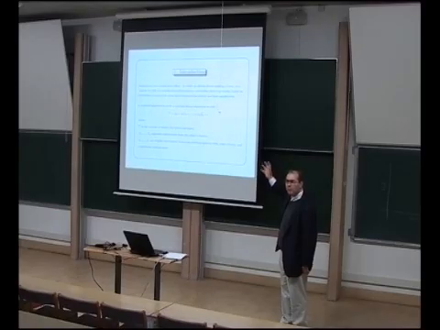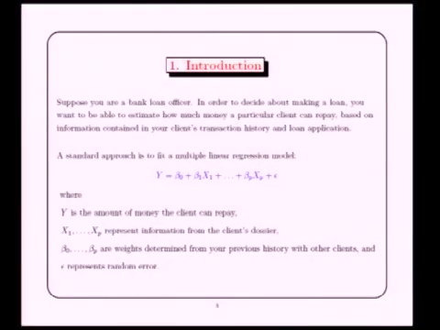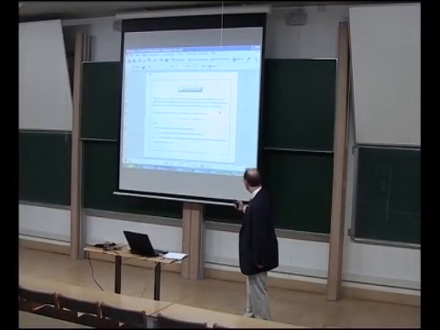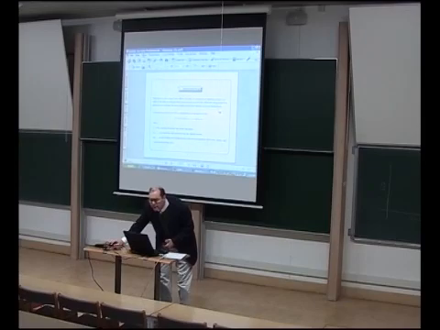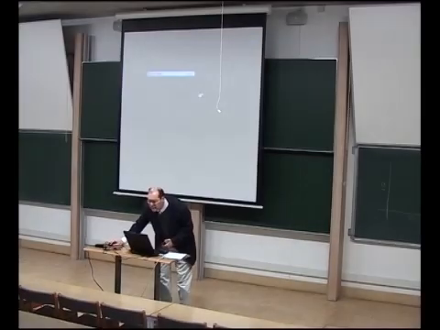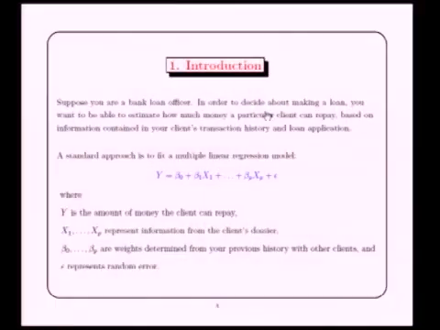Imagine that you are a bank officer and you have to decide whether or not to make loans to people who come in to apply for money. One type of approach is to try to build a model that predicts how much money that person can repay, how solvent they are. In the loan application, the applicant provides you with a whole lot of information about themselves.